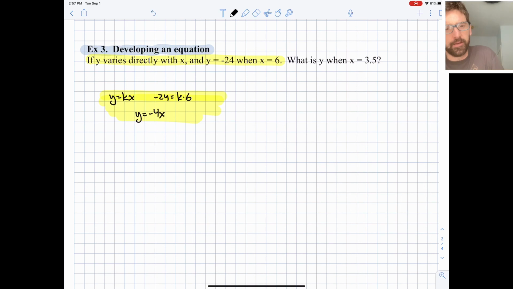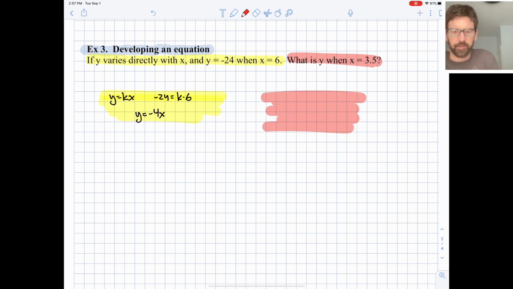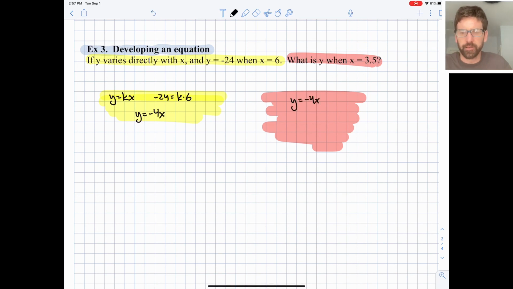Then we're going to answer the question that's being asked. What is y when x is 3.5? Well, now we have an equation. We know that y equals negative 4x, so let's plug in our 3.5. So y equals negative 4 times 3.5. So y equals, I think that's negative 14. And that would be the solution to our problem, y equals negative 14. Nice, we got through it. That's a good place to stop.